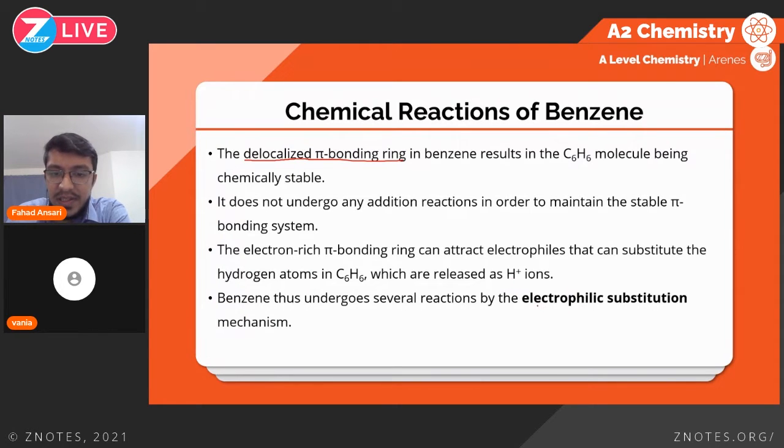And this is actually going to go by the electrophilic substitution mechanism. Okay. And basically, the electrophile that's going to be substituted is the hydrogen ion H+. The hydrogen atoms leave as H+, and some other positive ion is going to take its place. It could be monatomic, it could be polyatomic. And we're going to see examples of just how that works.